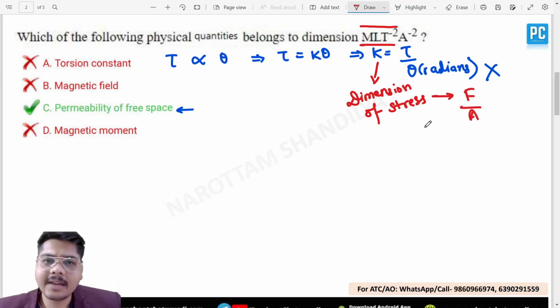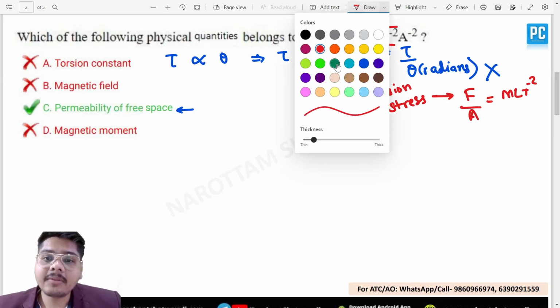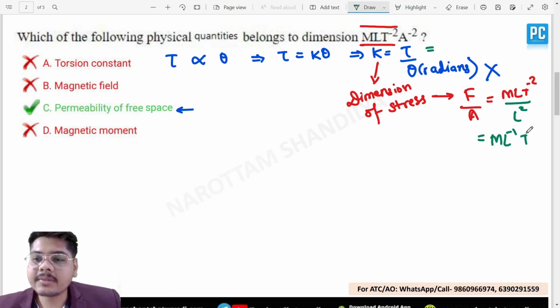If it has the dimension of stress, you can remember any formula of stress, and the simplest formula is F upon A. F is MLT minus 2. And with the misinterpretation of area, students try to mark this particular option, so that will become totally wrong. For shear stress, force upon area, this area will be L2, so it will be ML minus 1 T minus 2. This will be the answer.